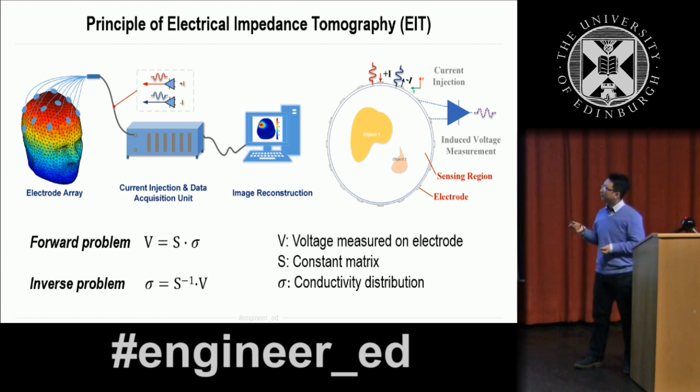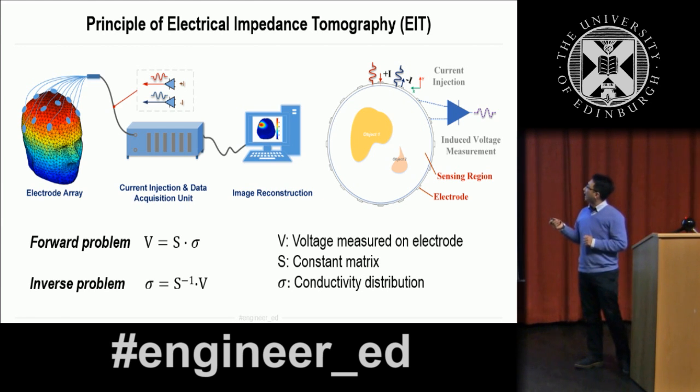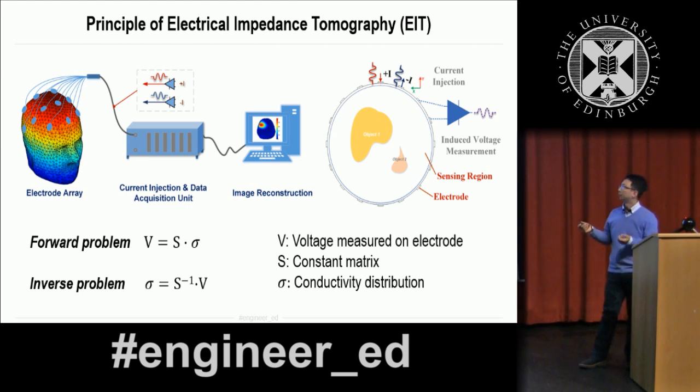So a simple equation: the voltage on the boundary is a constant map S times the conductivity, which is the image inside. To solve the inverse problem, just put S on the other side and take an inverse. It sounds really simple, but it involves really advanced math knowledge.